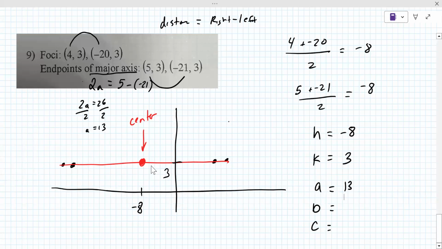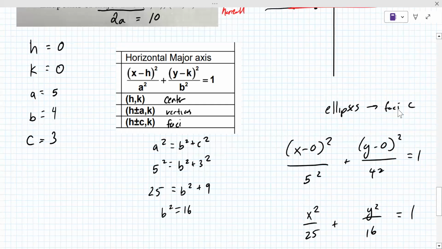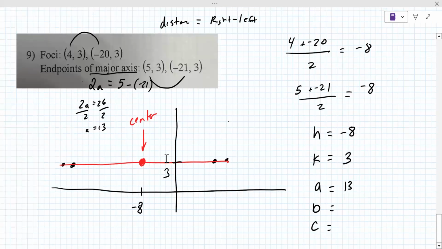The next thing to find comes from the foci. I made this comment in the previous problem: the foci is always C. It doesn't matter whether it's horizontal or vertical, it's always C. So that's something to remember, put on a note card here. The C value is the distance from the center.